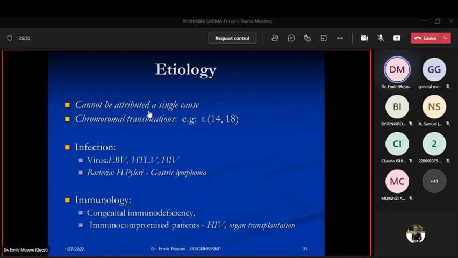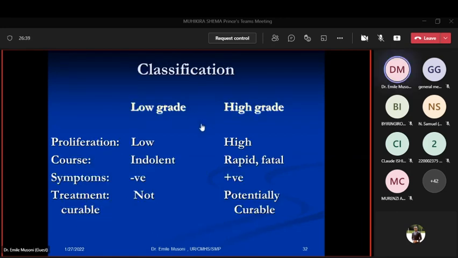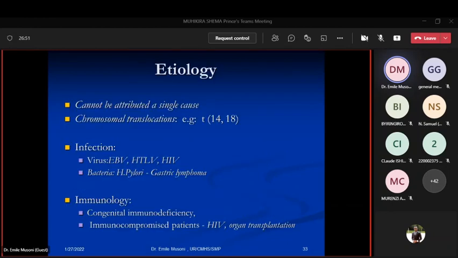So for you, it will be hard to grade lymphoma, but for the main job of a pathologist to say it is low grade or high grade, because there are criteria. The etiology, the cause: there are several causes. This is where they say it cannot be attributed to a single cause.